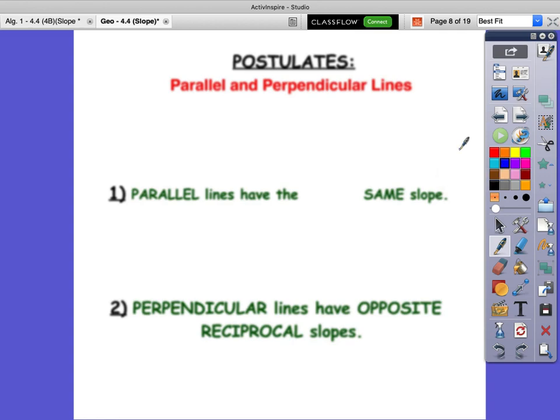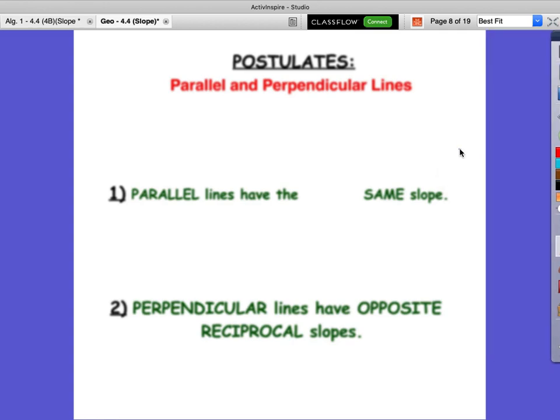Parallel, perpendicular lines. Parallel lines have the what slope? Exact same slope. If they're parallel, they have the exact same slope, okay? So if two lines are parallel, like one's going this way and one's going this way, they have to be increasing by the same rate. Otherwise, if they're even just slightly different, they're eventually going to intersect later on down the road if their slopes are even slightly different, okay?